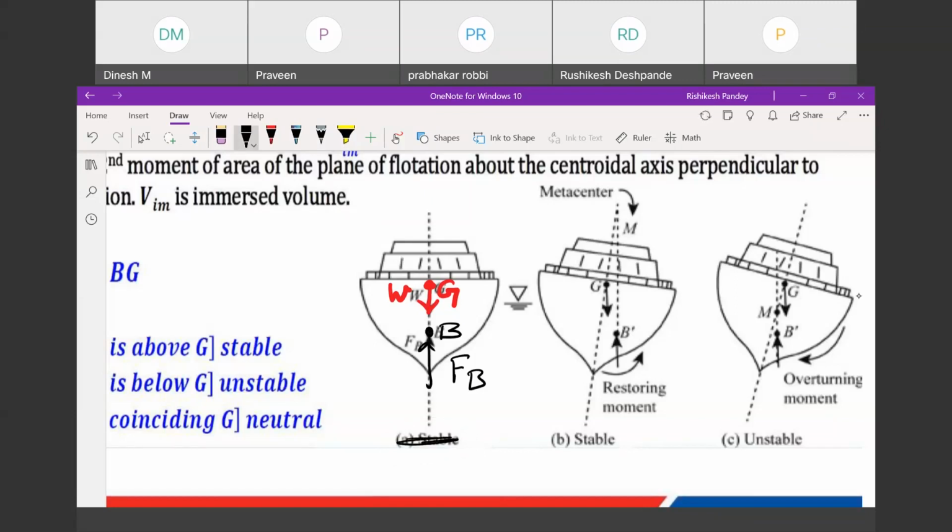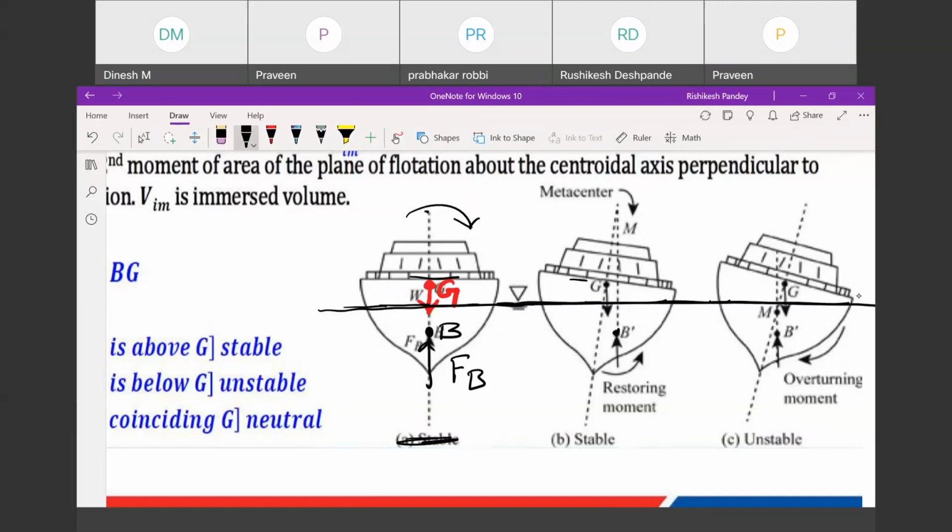Now I'm applying a moment, due to some external disturbance, and this ship is overturned like this. You see the external moment is in this direction. Initially this much portion is below your water, and this is your free surface.